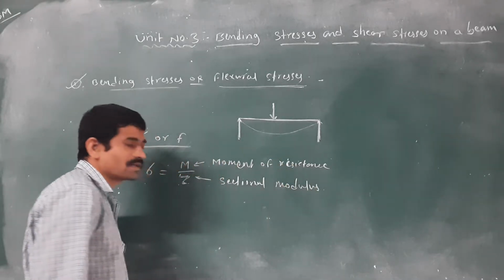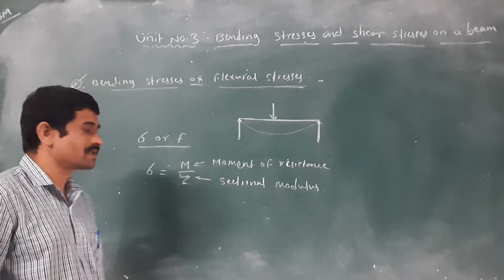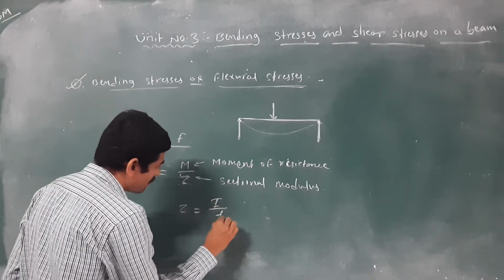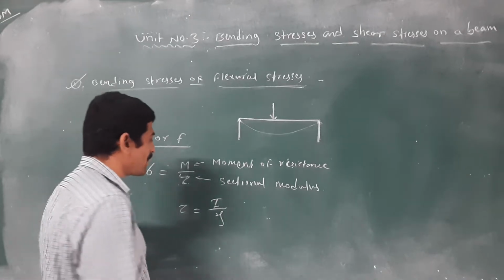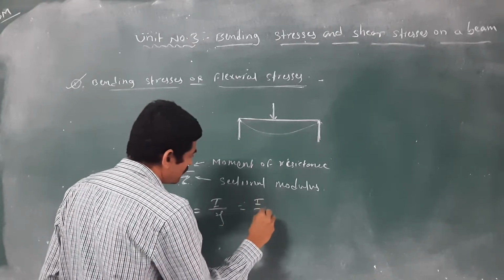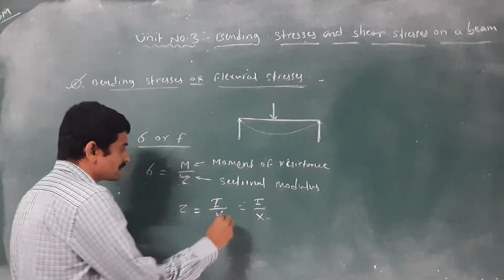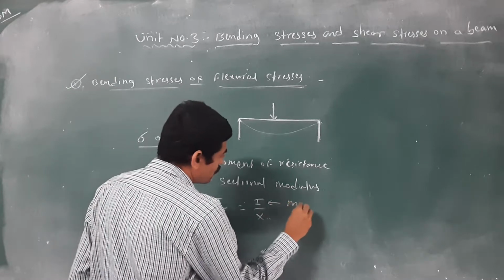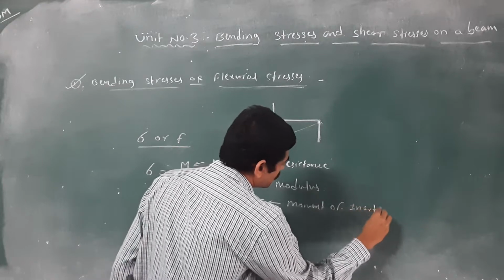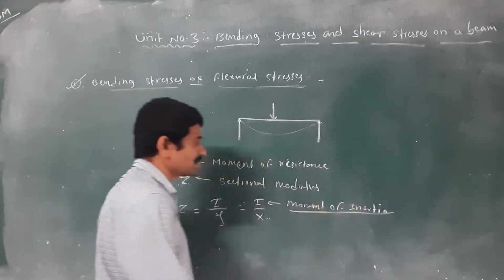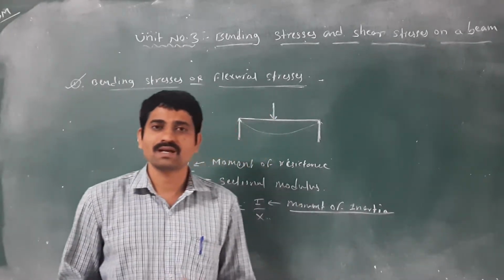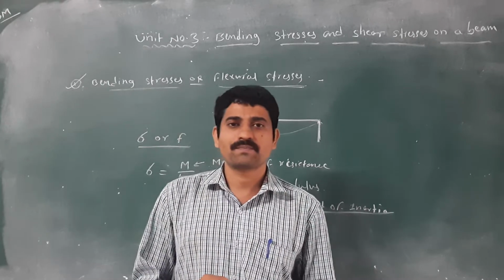Again, what is meant by sectional modulus? Z is equal to, we can write the standard formula, I by y, or we can say I by x. What is the I? I is the moment of inertia. You have learned in physics what the moment of inertia is. If we are given a rectangular section, then we can write BD cube divided by 12.